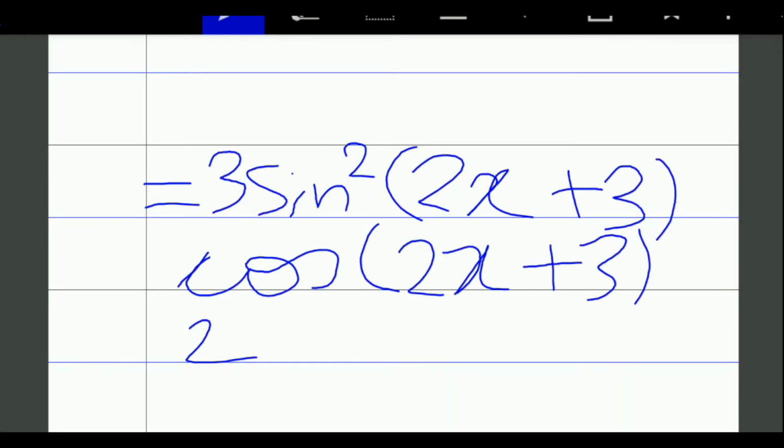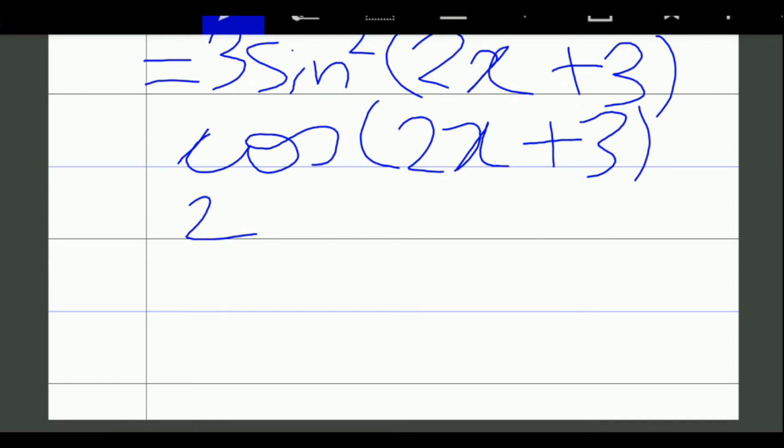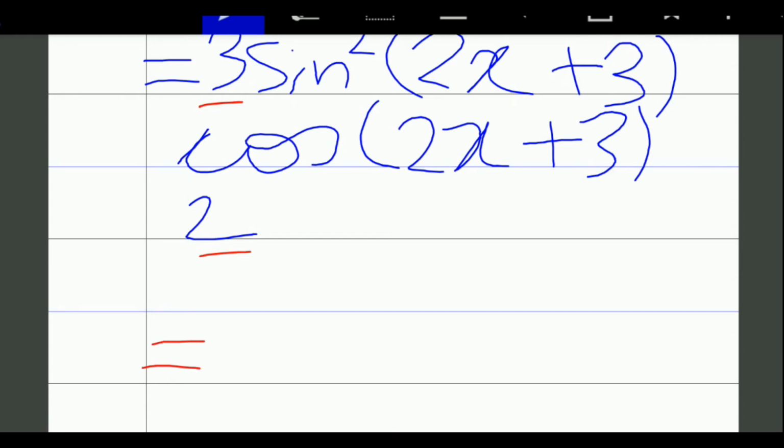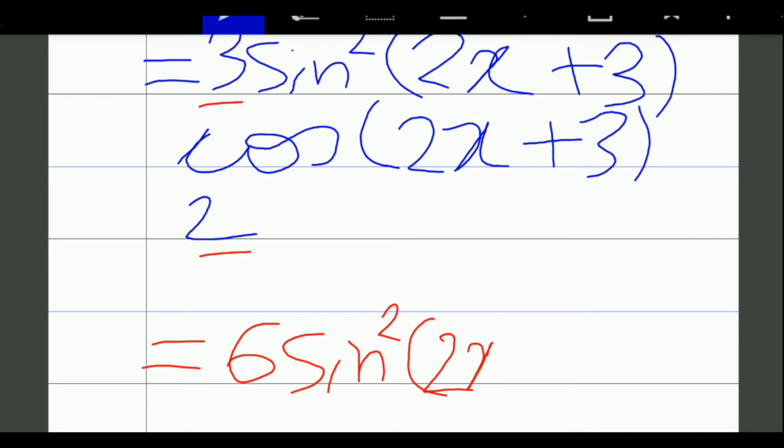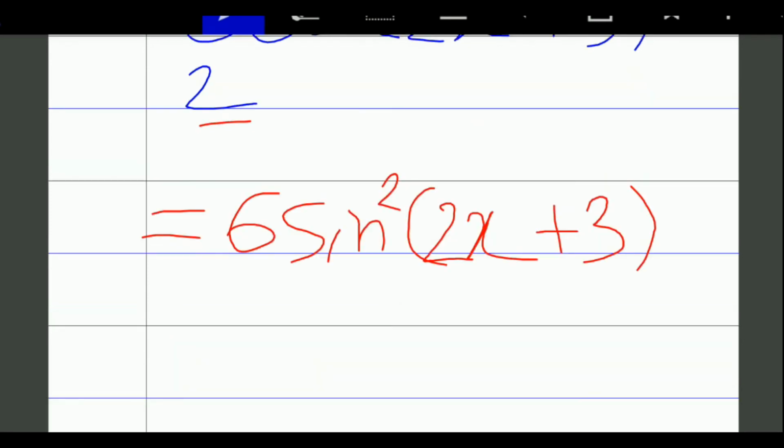Now multiplying this 2 and 3, as you can see here, 2 and 3 are constants, so multiplying these two constants would become 3 into 2, that is 6. So that becomes 6 sin square (2x plus 3) into cos (2x plus 3).